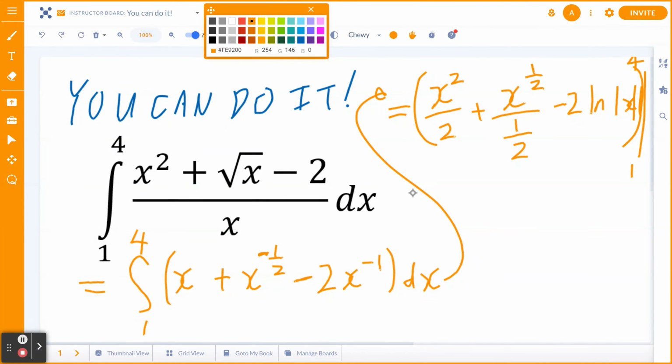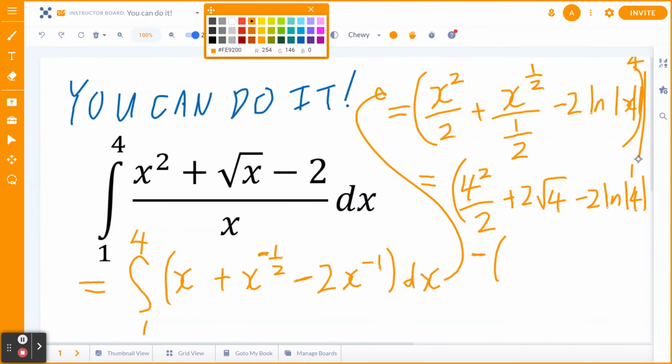So now all you do is this. You plug in 4, so 4 squared divided by 2 plus 2 times the square root of 4 minus 2 ln of 4, and you're subtracting, and you're going to plug in 1 this time. Don't forget the brackets. So this is going to be 1 divided by 2 plus 2 minus, again, think about ln of 1, which is basically 0.